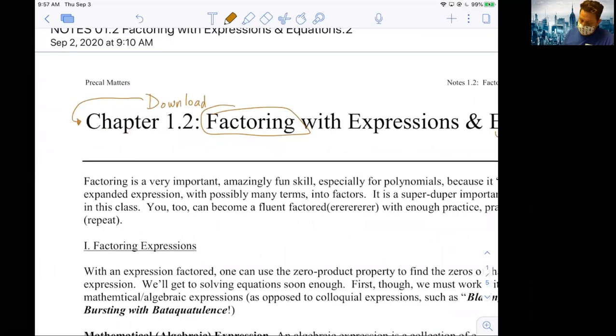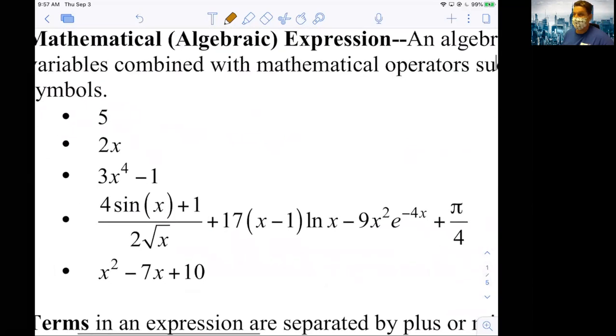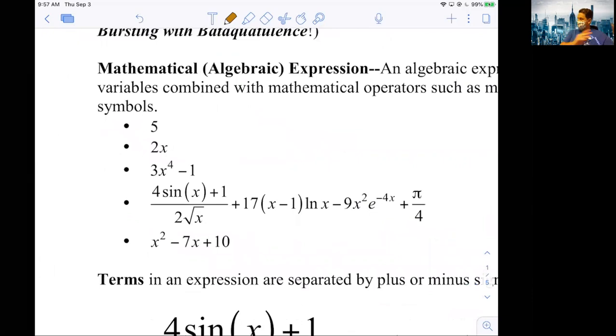All right, so let's look at, first of all, again, just what is it to be a mathematical expression? We've seen that in 1.1. Mathematical expressions are just collections of numbers, variables, grouping symbols, and operational symbols, okay? So all of these are mathematical expressions, like 5, 2x, 3x to the fourth minus 1. And then on the very bottom there is your quadratic trinomial.